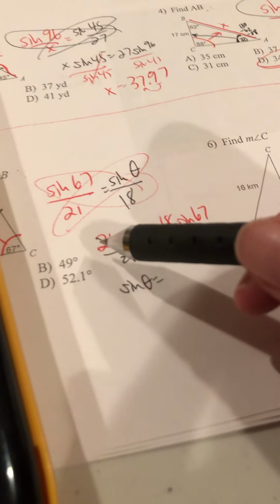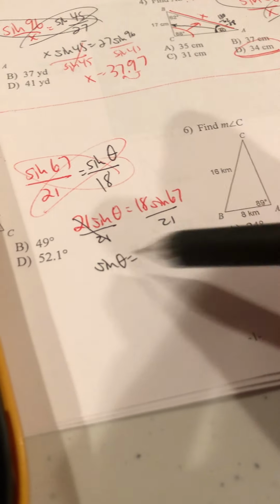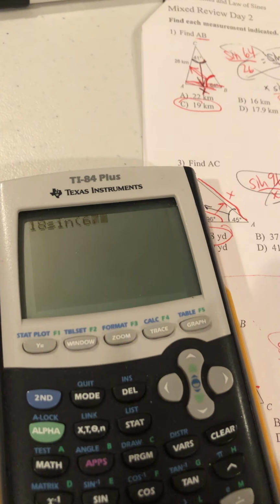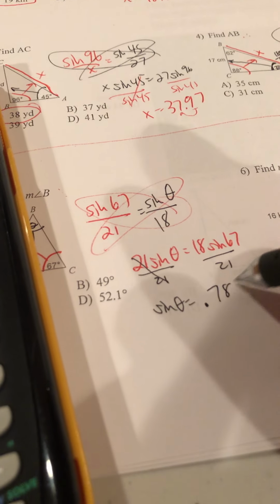Okay, so this time I had to divide by 21 because that's sine of theta. I can't just get rid of it. I had to divide by 21. So in my calculator, 18 sine 67, enter, divide by 21, and I'm going to get this weird number.